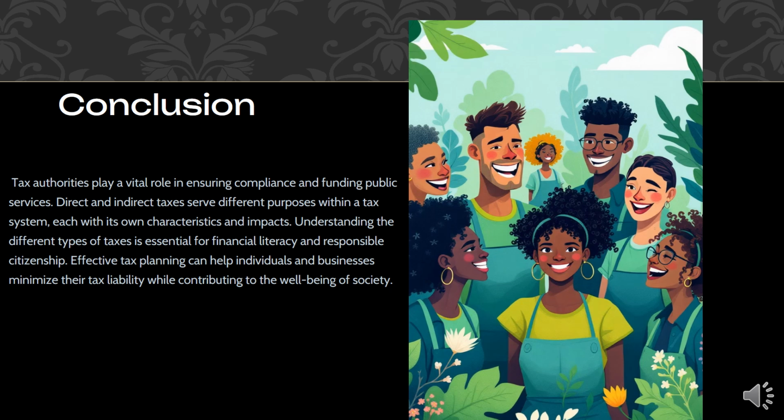Both direct and indirect taxes play crucial roles in the economic framework, each with its benefits and drawbacks. Direct taxes are more transparent and equitable but can be complex and discourage earnings. Indirect taxes are broader and easier to collect but can be regressive and hidden in consumer prices. Understanding these differences helps individuals and businesses navigate their financial responsibilities and plan their tax strategies effectively.